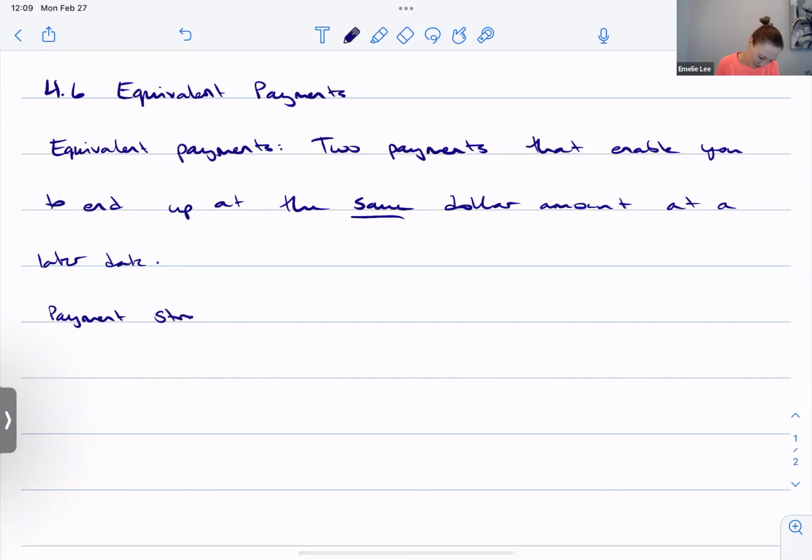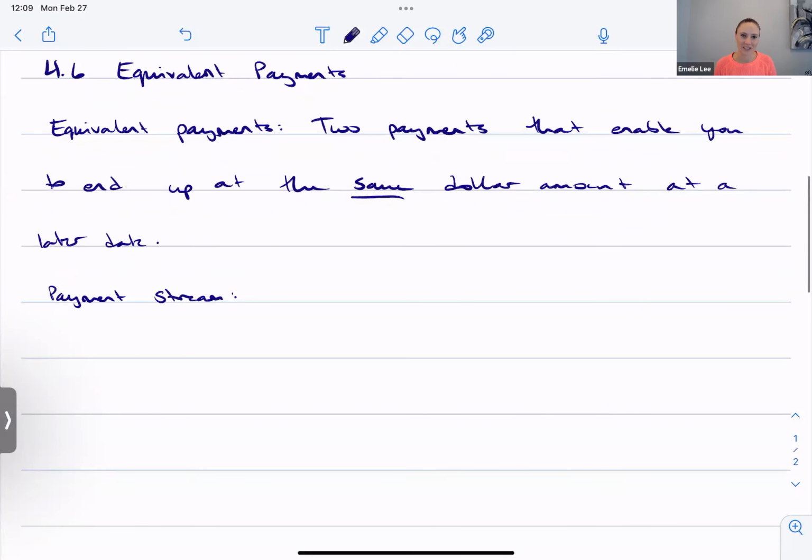So the payment stream, I had to work ahead a little bit. A payment stream is exactly as it sounds. It's a series of multiple payments, right? So two or more payments to pay off some single transaction. So think about, you buy a car, you make payments on that car for a certain amount of time, and then it's paid off, right?